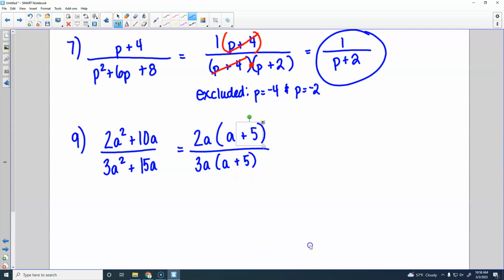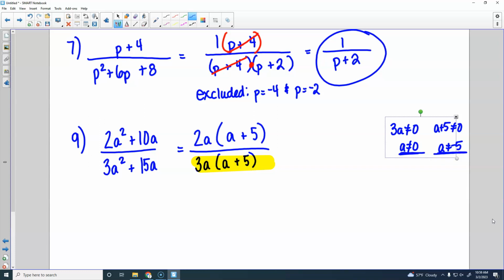Now, a lot of times it's helpful to go ahead and factor, but before you cancel anything, you want to look at that denominator and do your excluded values for this problem. So 3a cannot equal 0, which means a cannot equal 0, and a plus 5 cannot equal 0, which means a cannot equal negative 5. So you've got those two excluded values there, 0 and negative 5. Instead of writing excluded, if you just want to put a cannot equal this, that'll cover it.